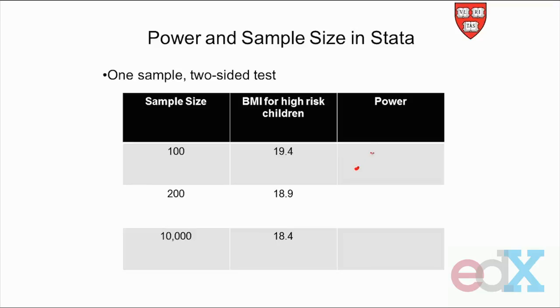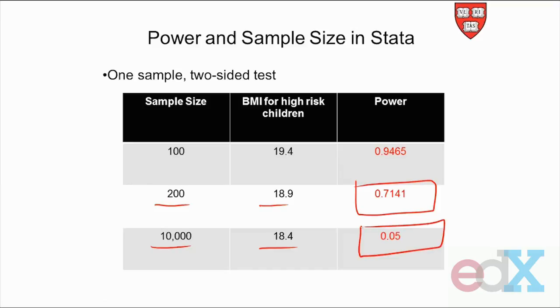So for the case where we have a sample size of 100 and our alternative is 19.4, our power is 0.9465. And now, in the same manner, we can compute power for various other combinations. If you run the commands in STATA with these various parameters, you should double check that you get these answers. You should get 0.7141 and 0.05.